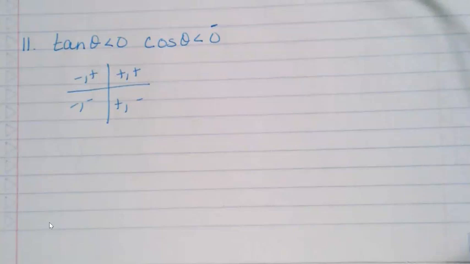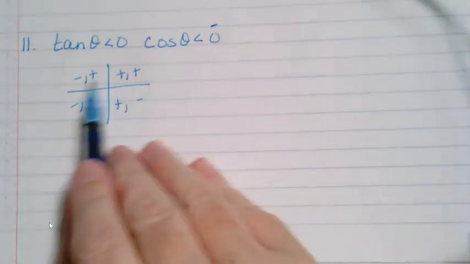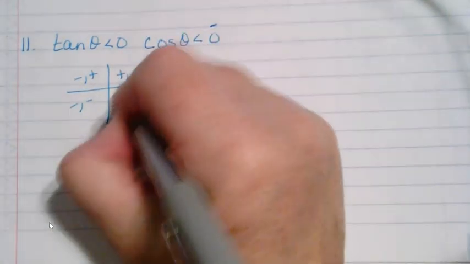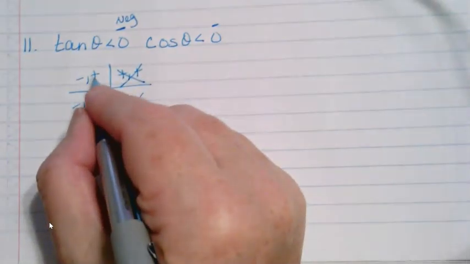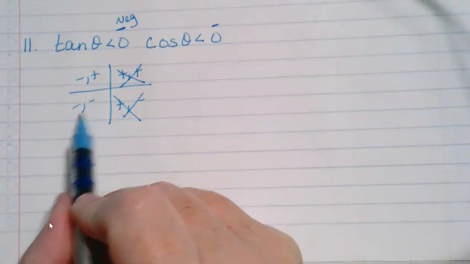So let's do this one. Cosine is less than 0. So I want to know when is cosine negative. Cosine is the first term. So we take this one out. So it's negative here, here, but not here. Now tangent is here, so we want negative. So a positive divided by a negative is a negative. And what's a negative divided by a negative? A positive. So the answer here is quadrant 2. Okay.